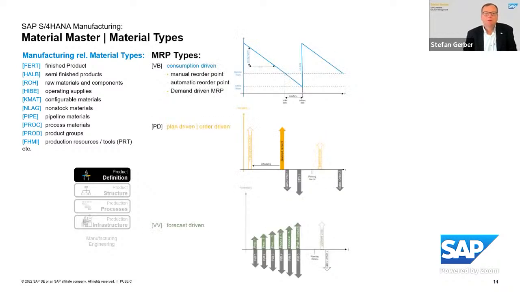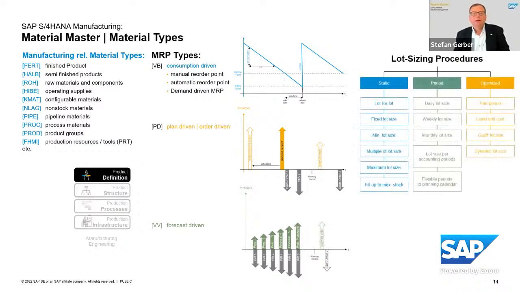Different MRP types from consumption-based planning or order-based planning, also way for forecast planning, whether you get the forecast either from the S/4HANA system or from an external planning system. Lot size procedures, these are the ones that are delivered by standard, and you also have the option of configuring your own lot size procedures in the system.